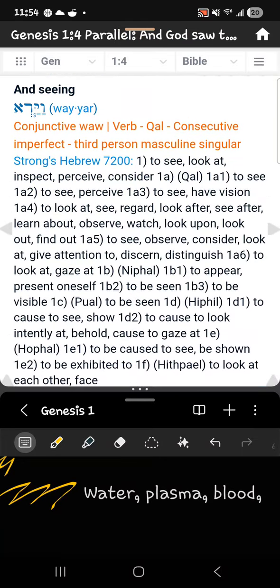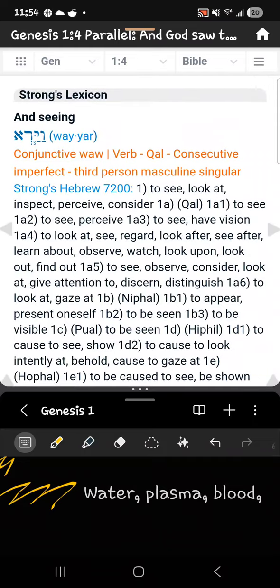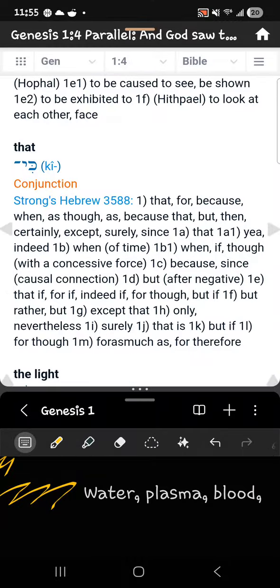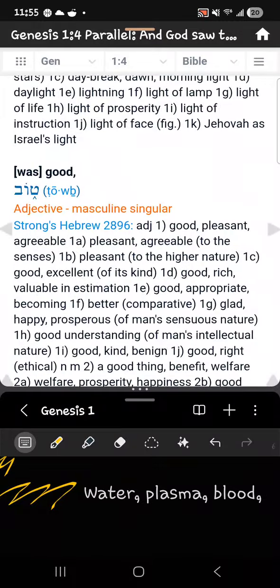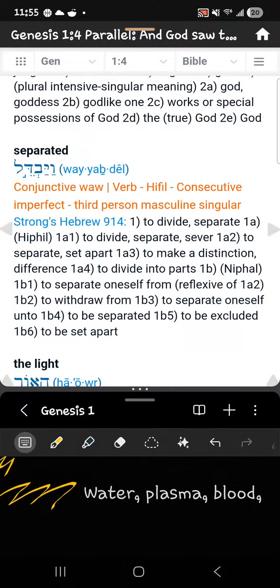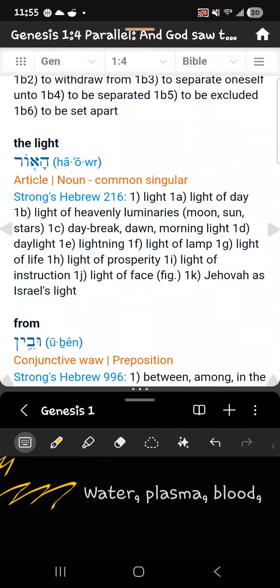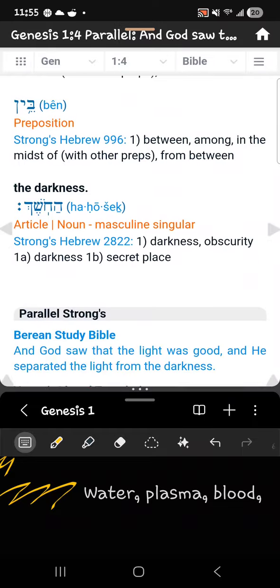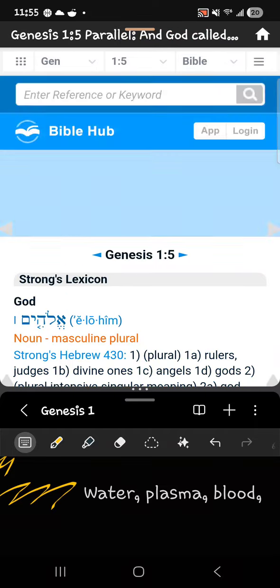And seeing, wa yara'a, to see, to look at. Pegged hand, head, mighty one, that the light was good, was tawab. Allah Hayam separated, to divide, the light from between the darkness, from in between the secret place. All right, it's obscure. Who knows?